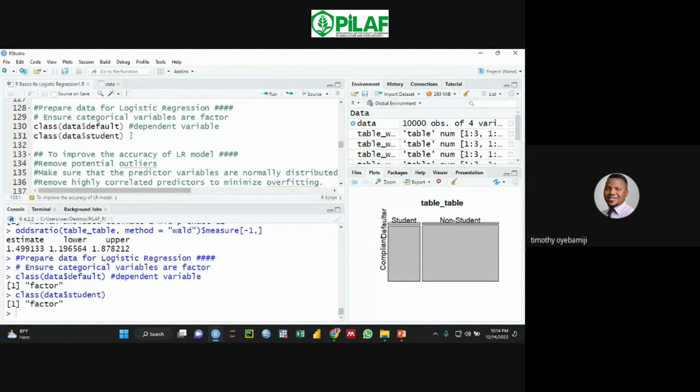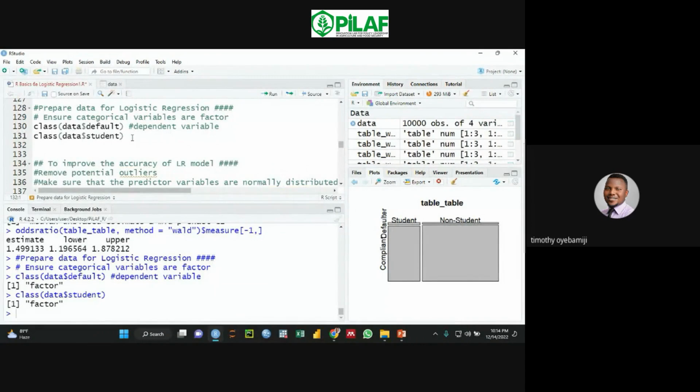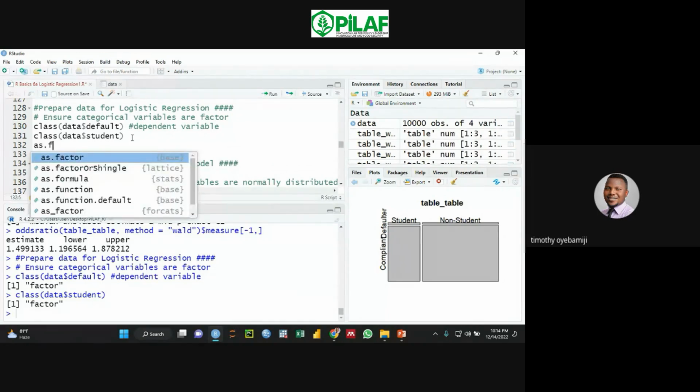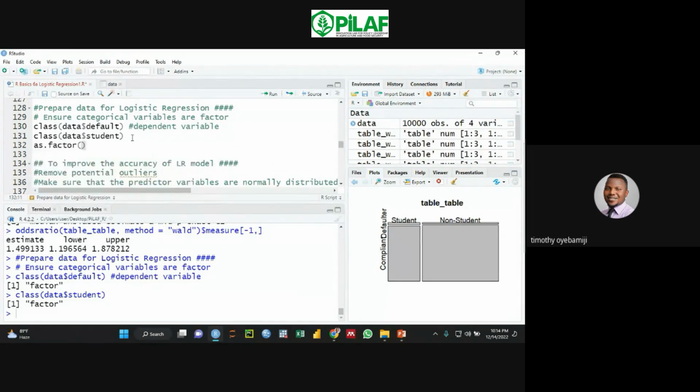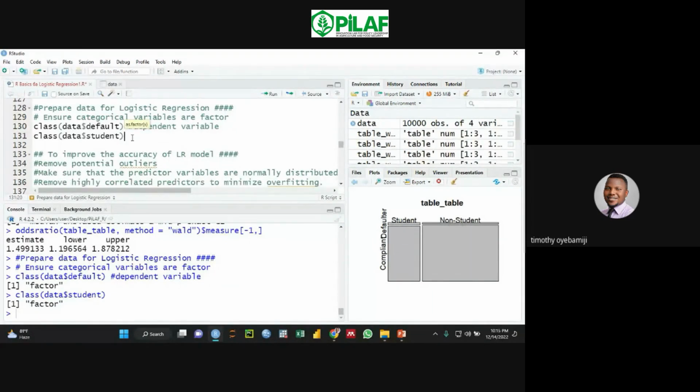So the question is, what if it didn't come as a factor? We use a function called as.factor to change whatever categorical data we have, from whatever class it was before, to factors. I have done that before, so I can't remember which class, but you can check previous videos for that.